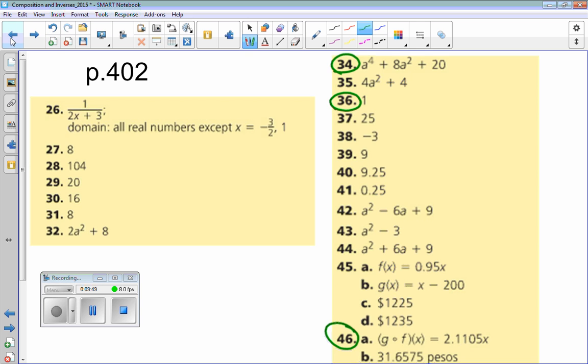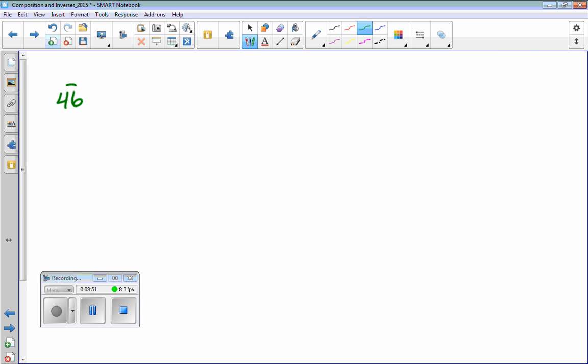All right, last one that you guys want to look at is number 46, and it was a word problem. It had to do with pesos and Chinese currency, I believe. So it said, suppose that this function f of x represents the number of US dollars equivalent to the Chinese yuan?